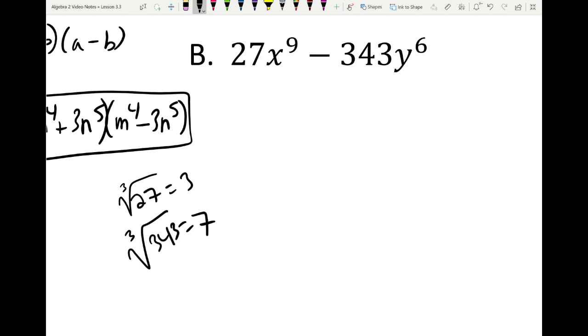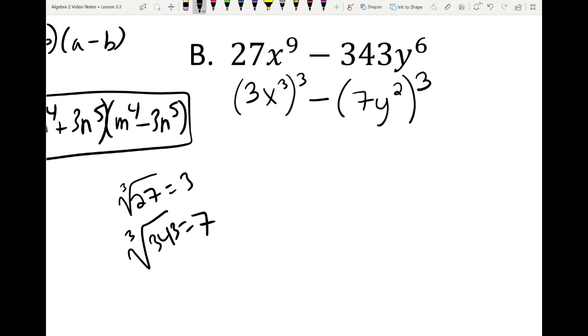So in this case, we can write this as 3. Now 9 can be divided by 3, right? So we know that this is a perfect cube. So we can write this as 3x cubed, cubed. See, 3 cubed is 27. And then x cubed cubed is x to the 9, because you're multiplying 3 times 3. Minus, and then we said that the cube root of 343 is 7. And then we can take 6 divided by 3 to give us 2. So now if we check our work, 7 to the third power is 343, 7 times 7 times 7. And then 2 times 3 is 6. So we get back to our original.